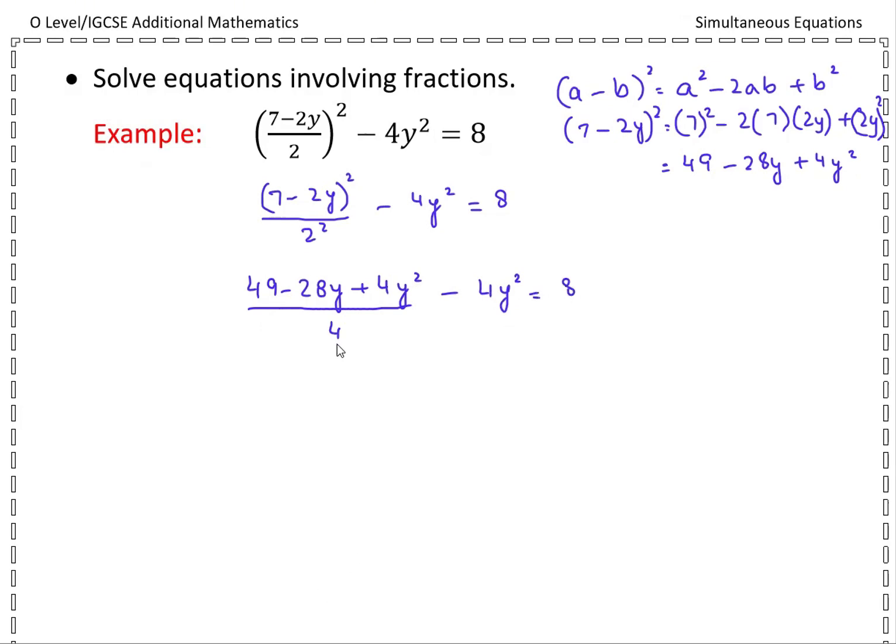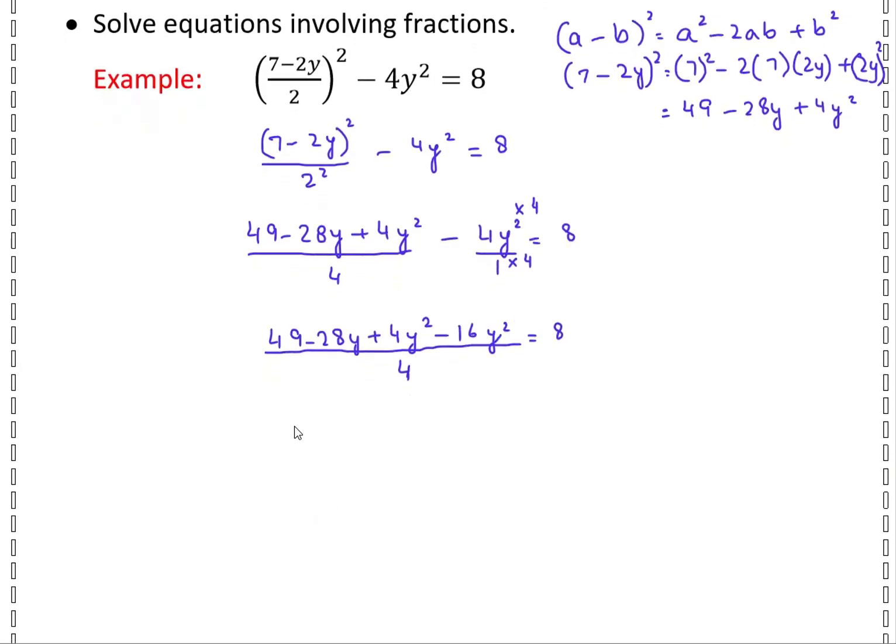Now we can see here it is a fraction and here it is a whole number. We will consider that it has denominator 1. So we have to take 4 as LCM. It means that we have to make this denominator 4. So we will multiply this by 4 as well as we will multiply numerator by 4. So we will get here 49 minus 28y plus 4y square minus 16y square is equal to 8.